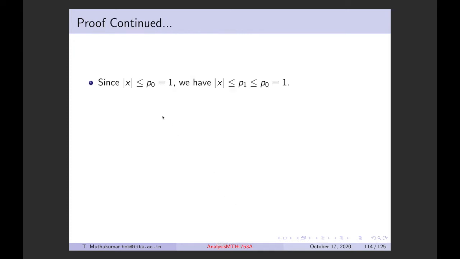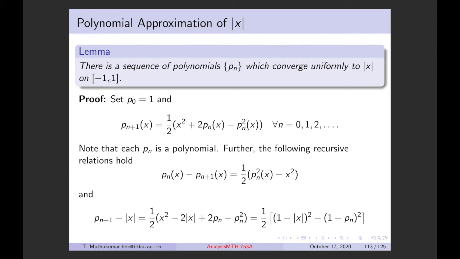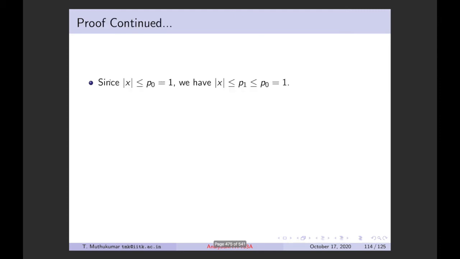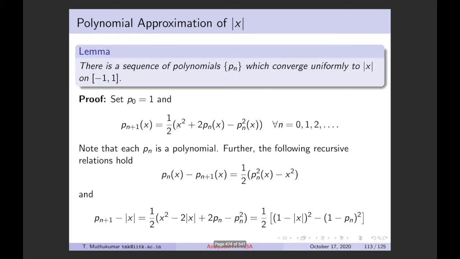Now the first thing we note is that mod x is less than or equal to p0. Mod x is defined on -1 to 1, since our domain was -1 to 1. So mod x is less than or equal to 1 there, and p0 is the constant polynomial 1 that we have chosen. Using this, we have that mod x is less than or equal to p1, which is less than or equal to p0.